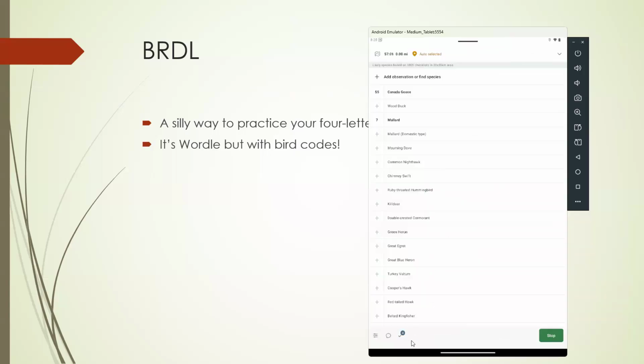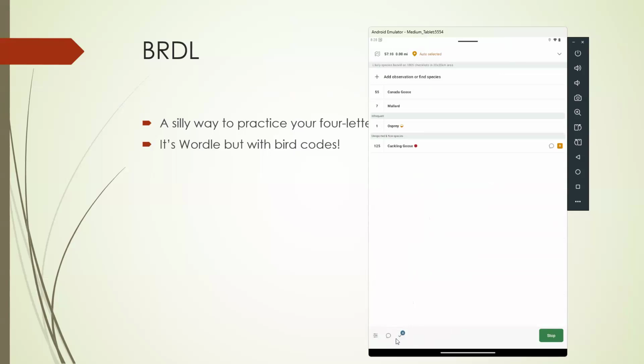So to shorten up the list to only birds you've seen so far, there's this button at the bottom, a check icon with a number on it. If you click this, it switches you to short mode, which is basically only birds you've seen so far.